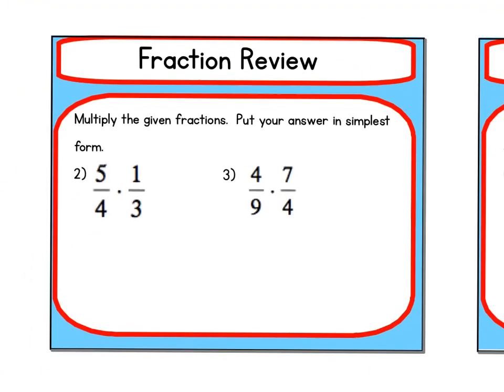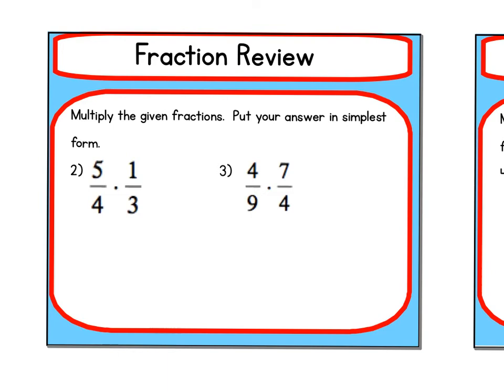So when I come down to question 2 and I go to multiply my fractions, I'm first going to look across the diagonals and see if there's anything I can reduce. With the 1 and the 4, there's nothing I can reduce. With the 5 and the 3, there's nothing I can reduce. So I'm going to multiply top times top, gives me 5. Bottom times bottom, gives me 12. 5/12 is in simplest form, so I could circle my answer.